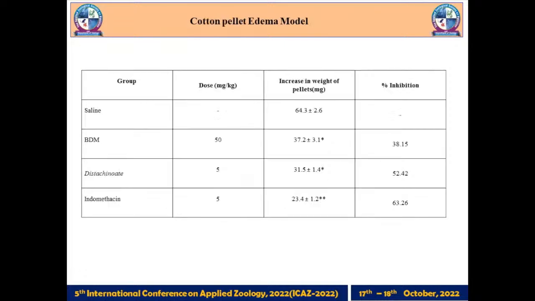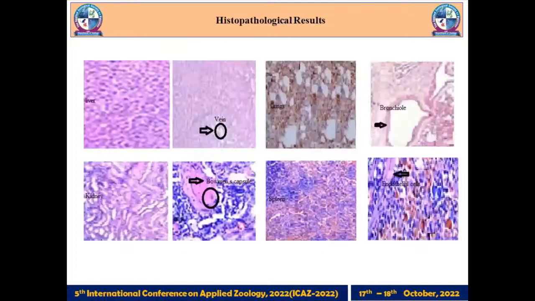Cotton pellet edema model. Saline, Brenia distachia methanol extract, distachionate, and the standard indomethacin were used, while the distachionate shows a significant result against the standard indomethacin. Histopathological result.